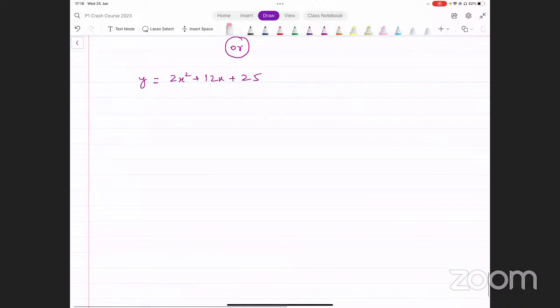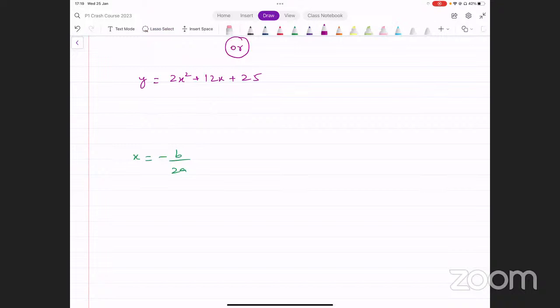Another way of looking at this could be that we could find the turning point first, using that easier method that we did earlier: x equals minus b over 2a. Let's use that and see what we get.